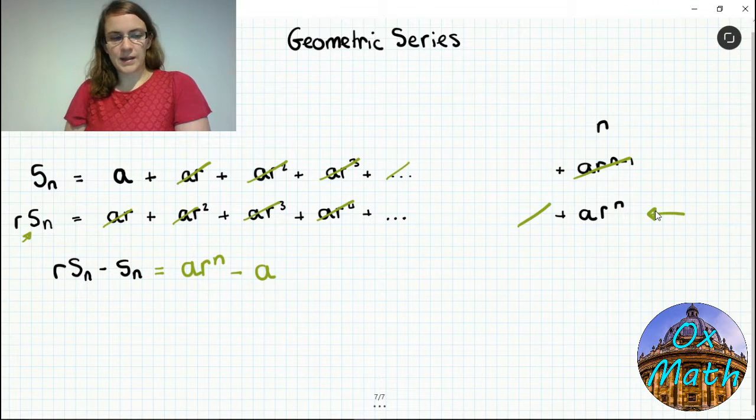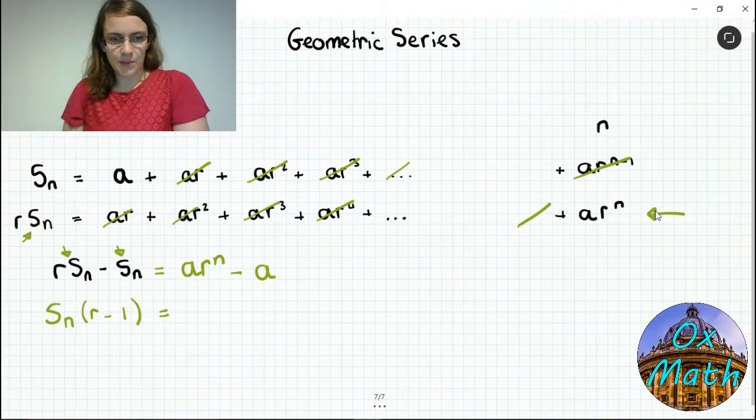In this format it's not completely useful, but what we can do is factorise out the left hand side. So we know that we've got R minus 1 lots of our sum. We have R lots of our sum minus 1 lot of our sum. So we've got R minus 1 lots of our sum. I've just factorised out the Sn out of the bracket. And I can actually do the same on the right hand side as well.